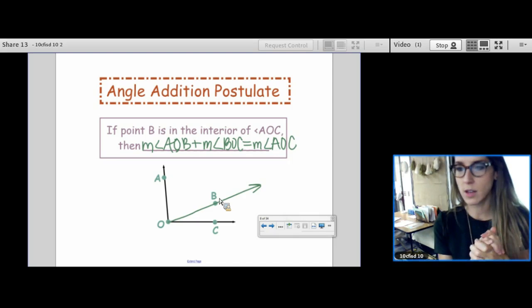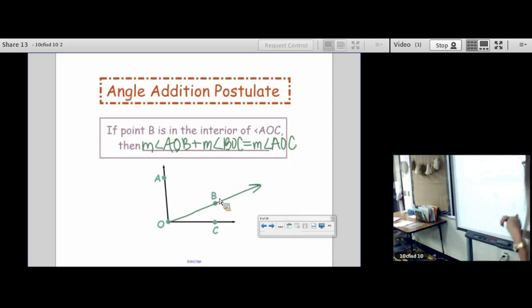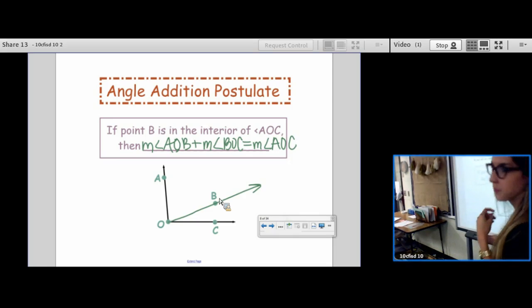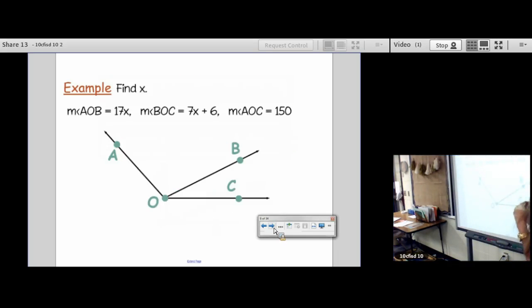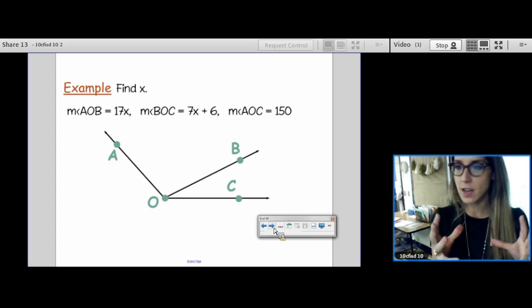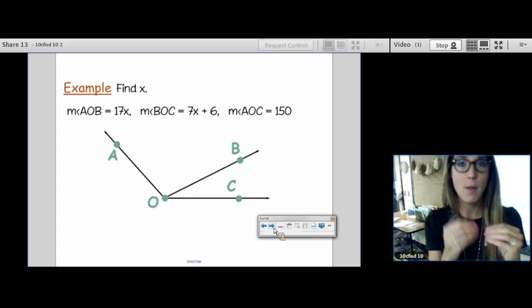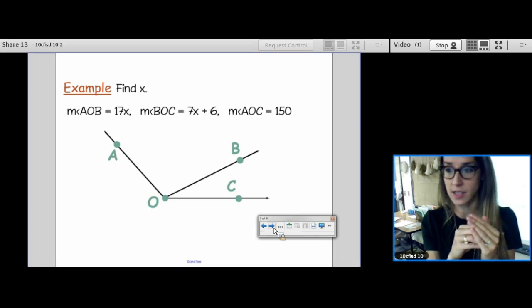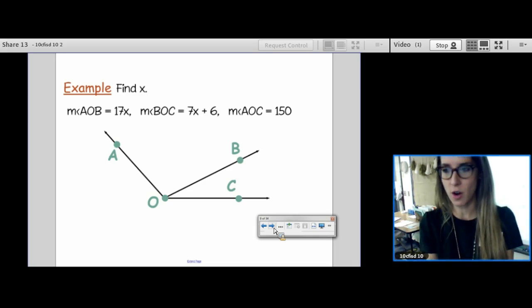And that was on your homework last night, actually. On the back of your homework, right? Okay, so let's try a few. I'm not worried about you writing all of this down in your notes and solving everything. I'm worried about, can we set these up correctly? Then you can show me you can solve it in your homework, okay?